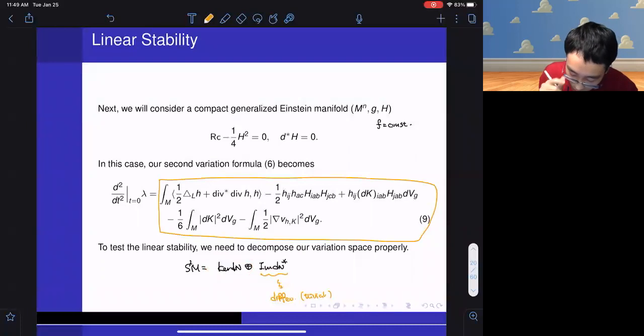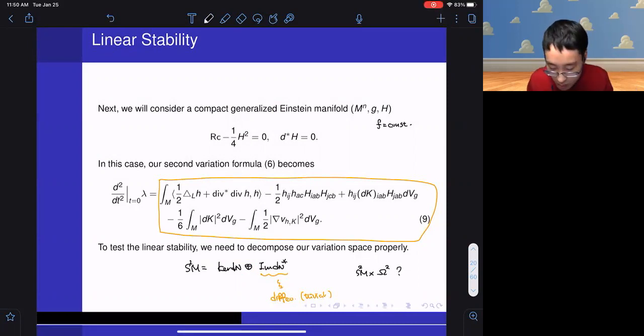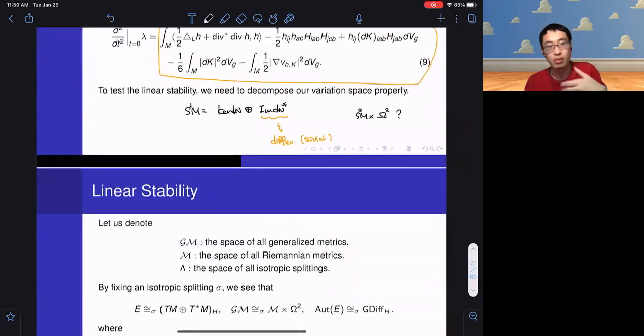But how can we do it in our case? In our case, our variational space is the symmetric 2-tensors times the omega 2-form. How do we decompose it? Fortunately, Rubio and Tipler generalized the Ebin slice theory to a generalized slice theory, and they provided motivation for how to decompose this space. So I will review their result briefly here.